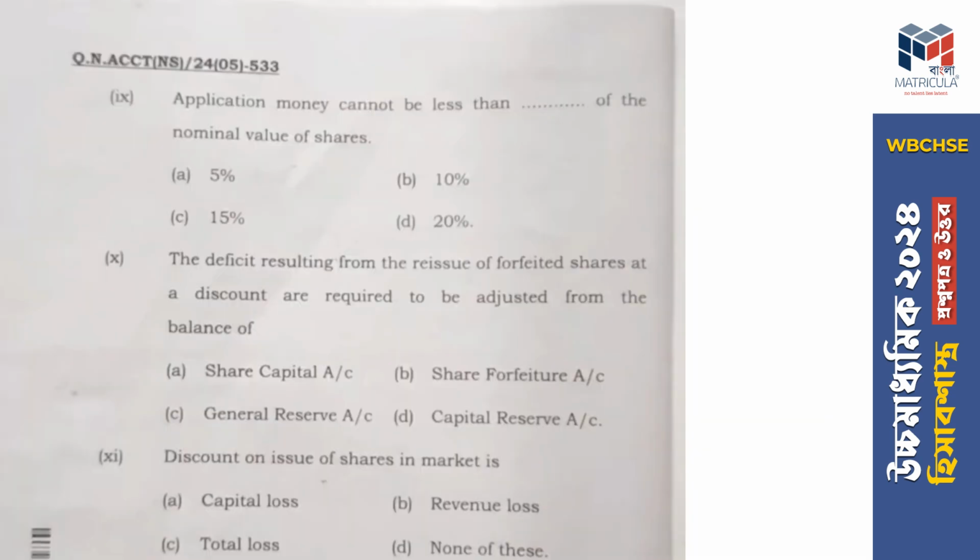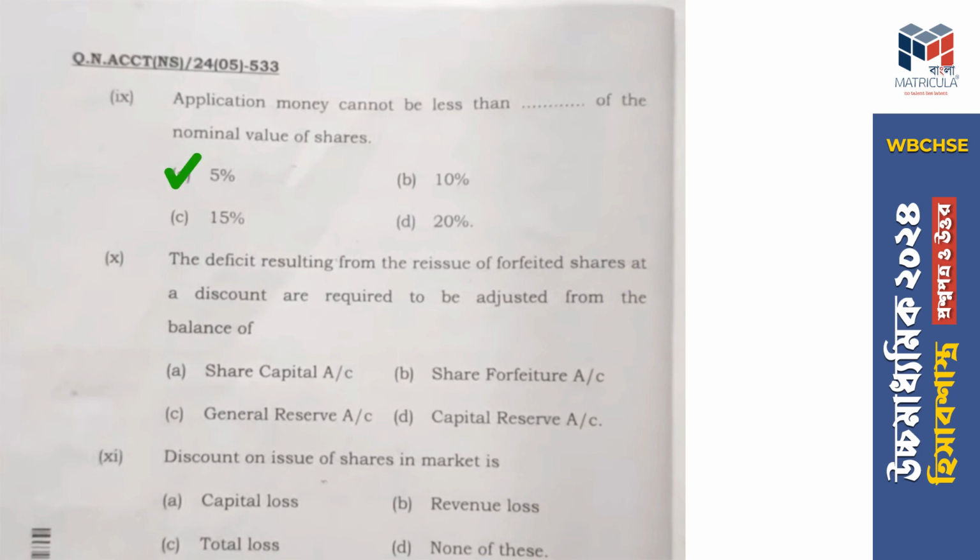Number 9, application money cannot be less than dash of the nominal value of shares. Option A 5%, option B 10%, option C 15%, option D 20%. Right answer is option A 5%.